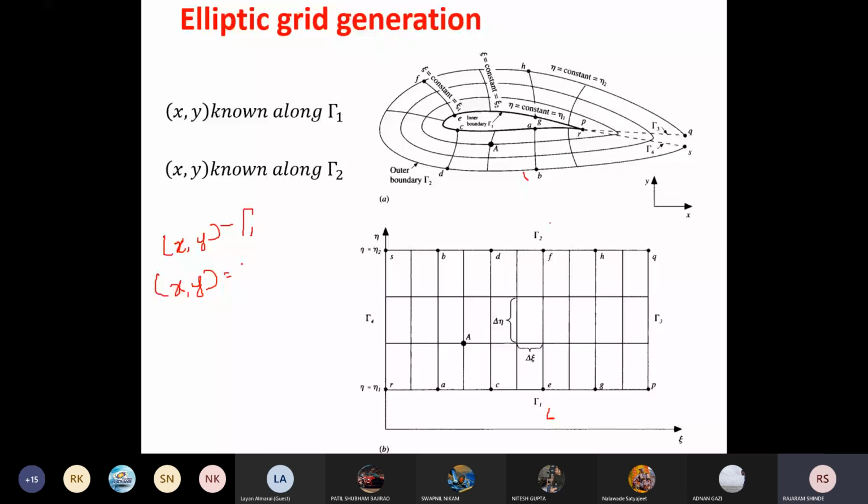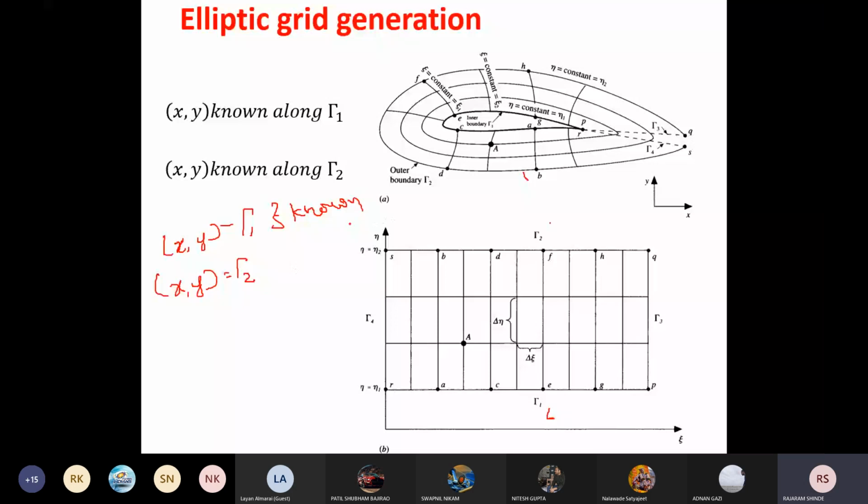Now, this results in a boundary value problem, where the boundary conditions, that is the x y values, are known everywhere along the boundary. Specifying these boundary conditions everywhere along the boundary enclosing the domain requires a solution of an elliptic type partial differential equation.